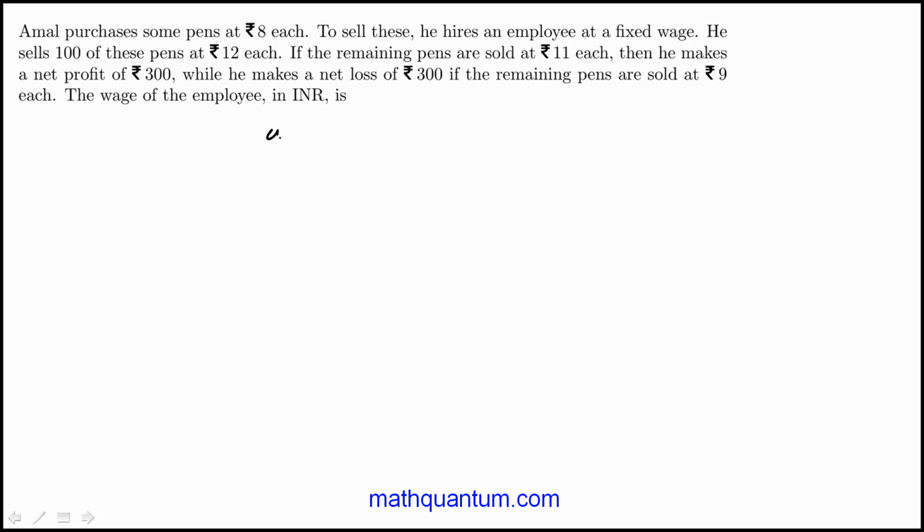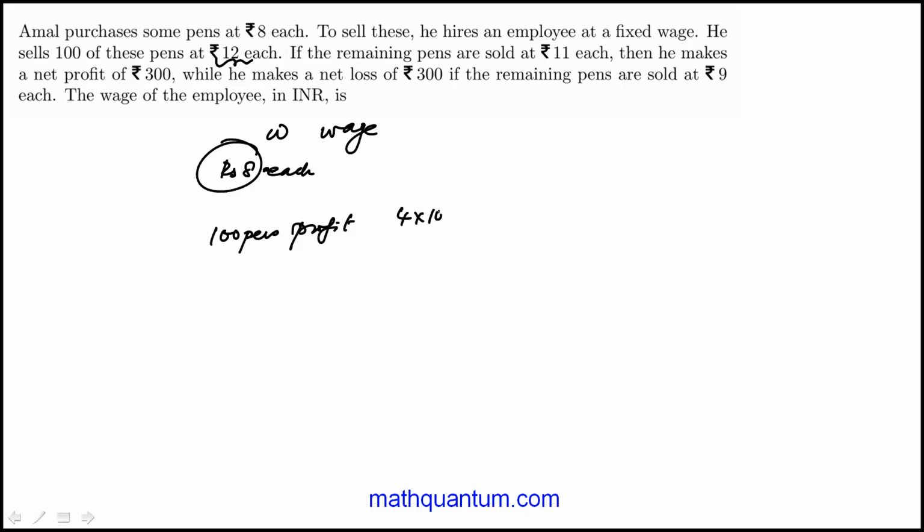So here I'm going to assign W to be the wage, the fixed wage of this employee that he hires. And he purchases some pens at rupees 8 each. So he sells 100 of these pens at 12 each. So on these 100 pens, his profit will be the difference between his cost and the selling price, which is 4. So he made 400 rupees profit on this part.